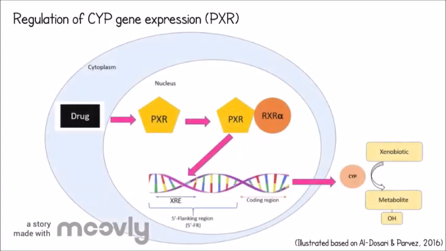As PXR is activated by ligand, it will form a heterodimer with retinoid X receptor RXR alpha. This heterodimer will then bind to xenobiotic responsive element XRE in the 5' region of the target gene through the DNA binding domain (DBD). Thus, regulation of CYP metabolism is achieved through gene expression.